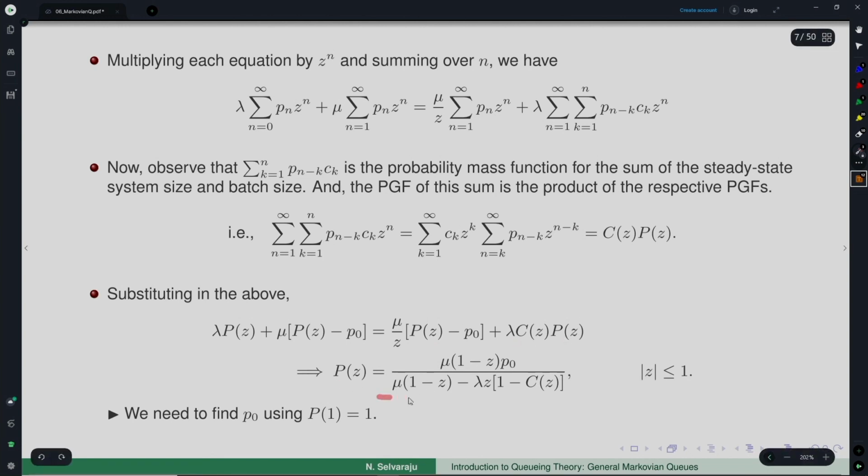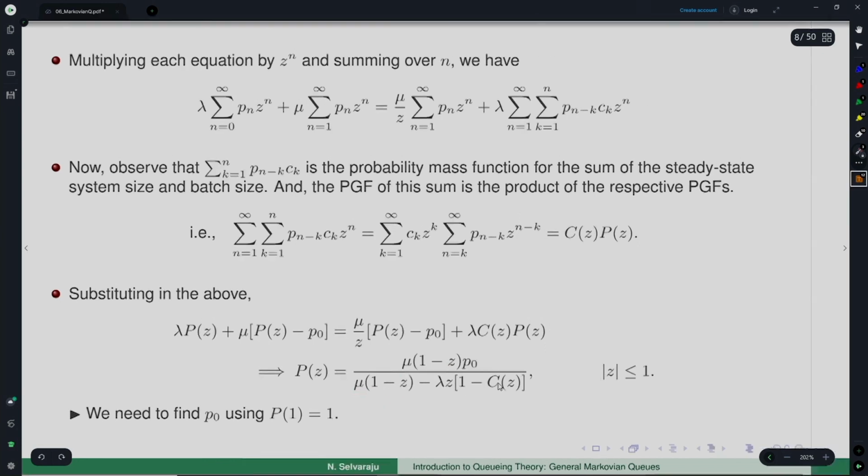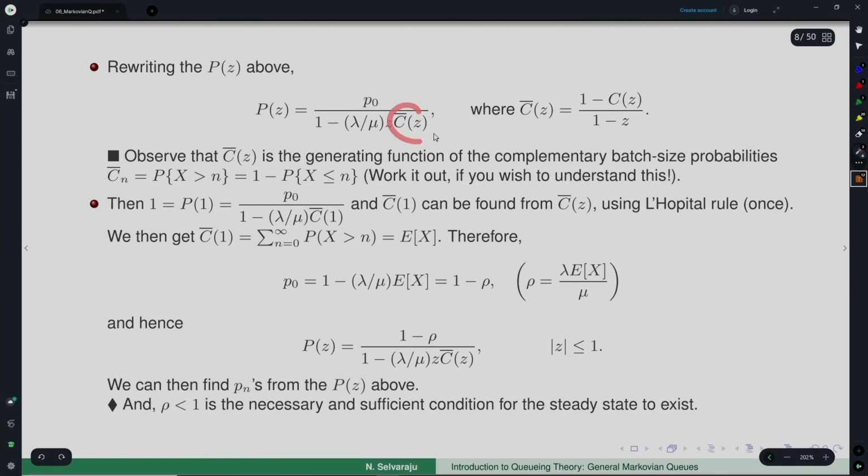Now, if you solve for P of Z, you will end up with this kind of expression, which normally happens when you do this. Again here we have one quantity still to be determined, which is P naught, and as we have said earlier, P naught will be determined using the condition satisfied by this generating function, which is P of 1 equal to 1. Now, let us see how I can do this. What you can do is divide by mu times 1 minus Z. So, this becomes P naught by 1 minus lambda by mu times Z times C bar of Z, something we are denoting, where C bar of Z is simply 1 minus C of Z by 1 minus Z. So, we are writing it in this particular form.